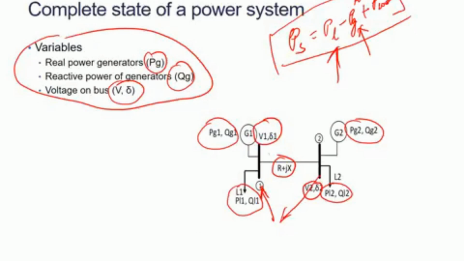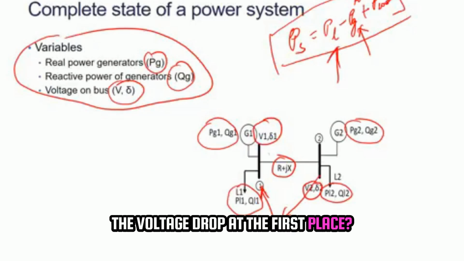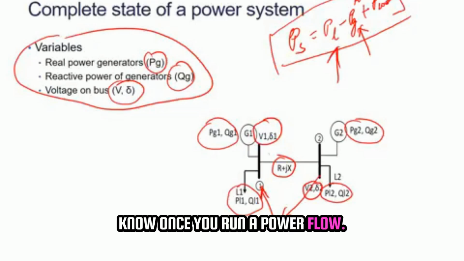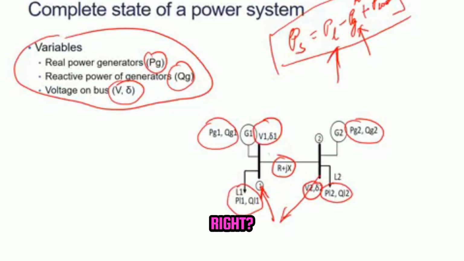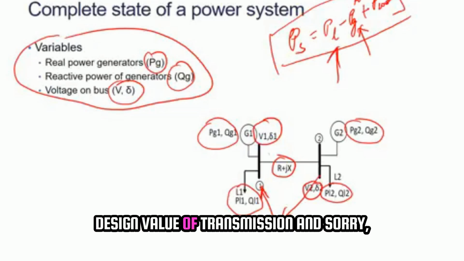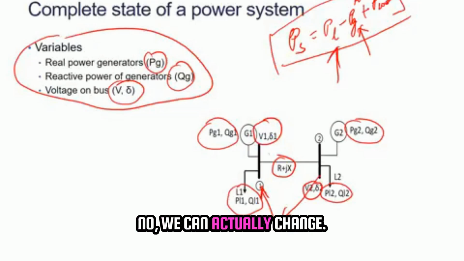So maybe for calculating the voltage drop. But how will you calculate the voltage drop in the first place? Because you will only know the voltage drop once you run a power flow, right? Then only you will get the voltage drop, right? Design value of transmission and... Sorry, once again. Yeah, from the design view. No, we can actually change.